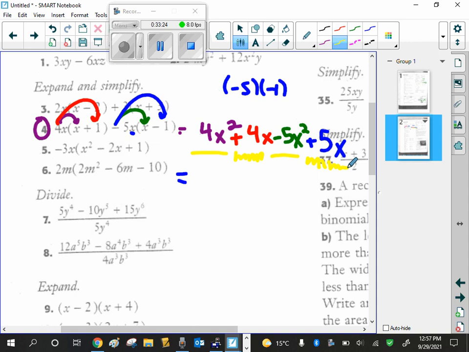Four subtract 5 is -1. I'll need to put the 1, x squared. And 4 plus 5 for the x's is 9. Keep the x. Can we get -x squared plus 9x? Yep.